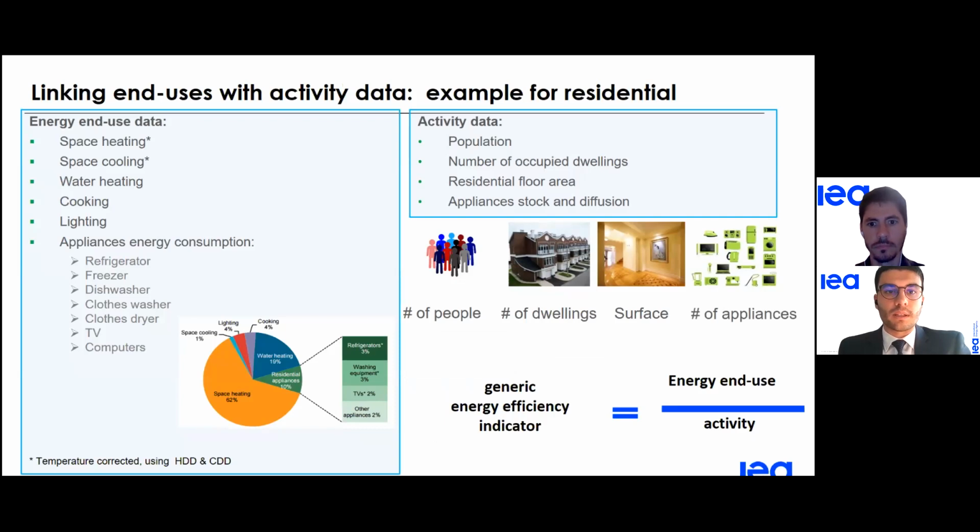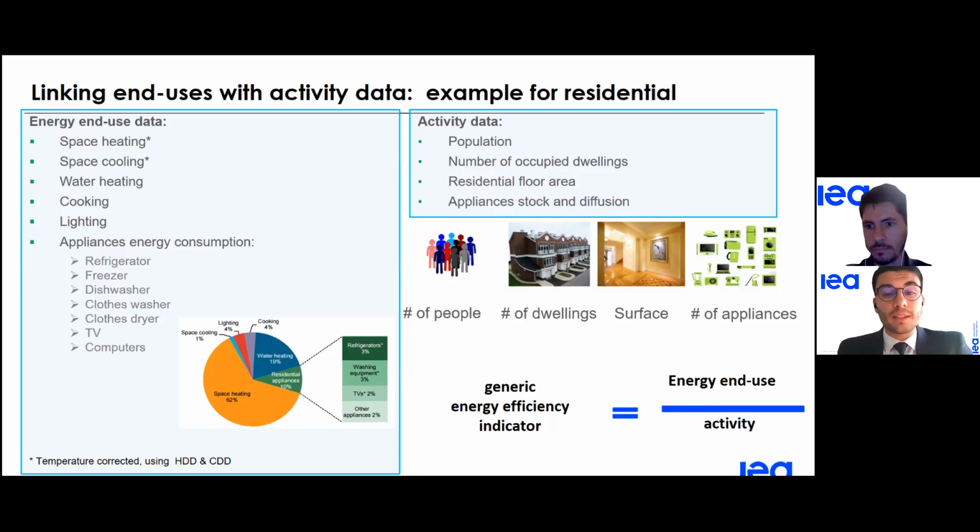Please remain here. Just to give a flavor on this slide of the type of indicators that we develop and the methodologies behind, I bring here the example of the residential sector. The indicators that we develop are all based on the ratio between end-use data and activity data. For each sector, we try to consider the most representative end uses, like in this case, space heating and cooling, water heating, cooking, lighting, and then energy consumption by appliance.